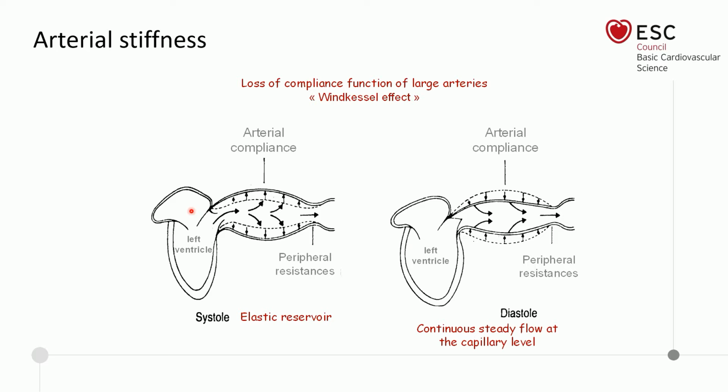Arterial compliance can be defined with this slide. During systole, the arterial wall serves as an elastic reservoir of blood, and during diastole, the arterial wall is able to rescue the blood flow during the diastolic part of the cardiac cycle. These properties of vascular elasticity define the level of arterial compliance.